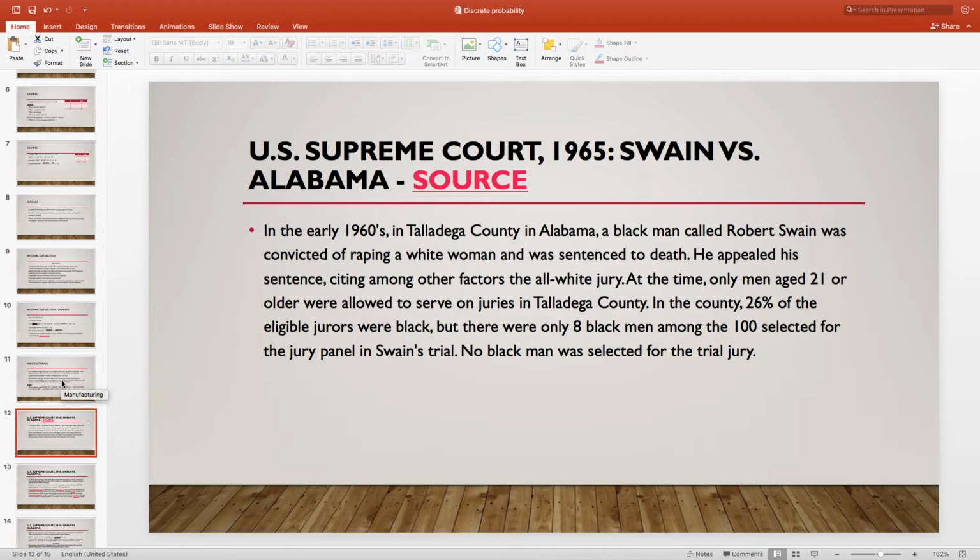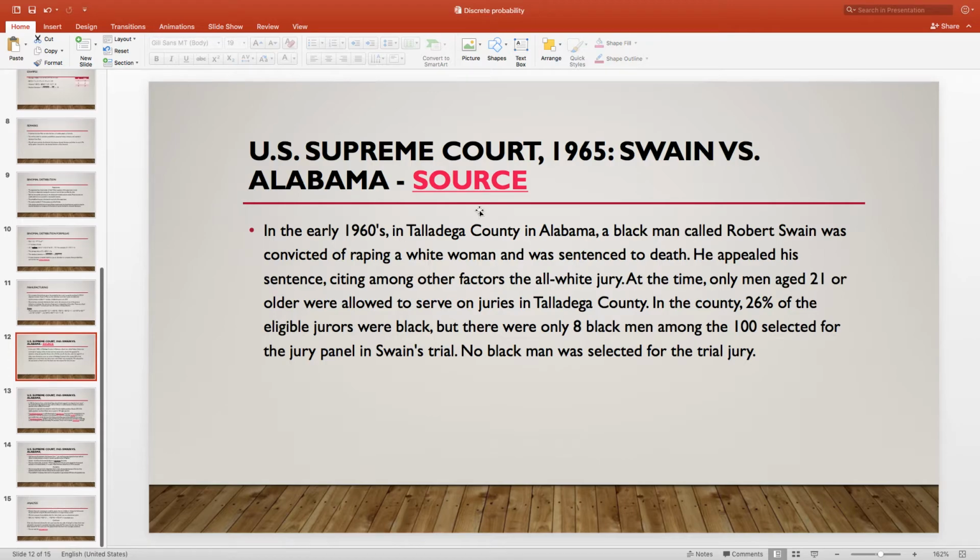Here's another example, and this is one that we talked about before. It's the U.S. Supreme Court case of Swain versus Alabama. You can read more about this. I encourage you to Google it if you want to read more about it. In the 1960s in Alabama, Robert Swain was convicted of raping a white woman and was sentenced to death. He appealed his sentence, citing other factors, one of which was that there was an all-white jury, and he didn't believe that this provided him the rights that he was granted as a U.S. citizen to a fair trial.